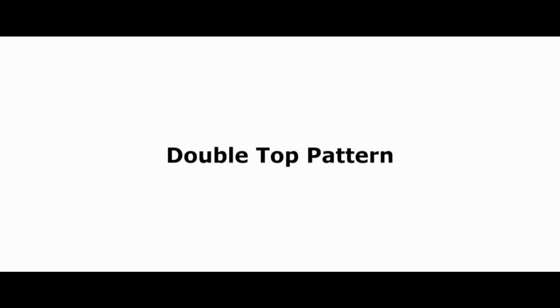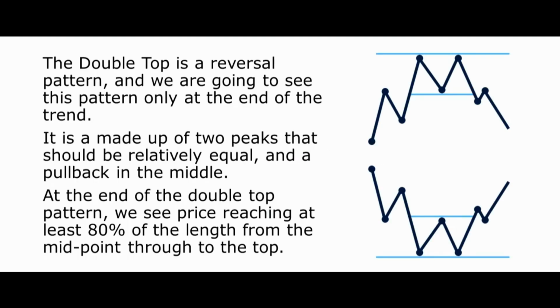Double top pattern. The double top is a reversal pattern, and we are going to see this pattern only at the end of the trend. It is made up of 2 peaks that should be relatively equal and a pullback in the middle. At the end of the double top pattern, we see price reaching at least 80% of the length from the midpoint through the top.